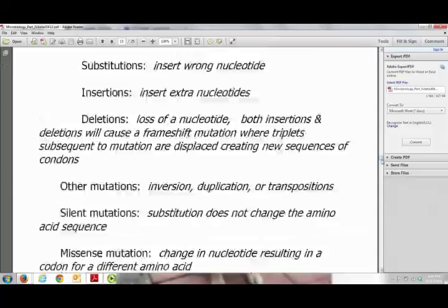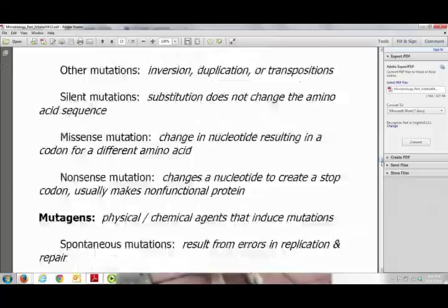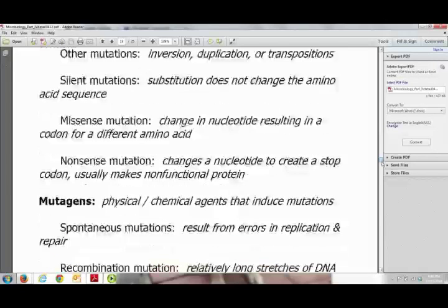Silent mutations are usually the best type of mutation you could have. Here the substitution does not actually change the amino acid sequence. It still codes for the same thing. It just does it using a slightly different sequence. A missense mutation is going to actually change the nucleotide, and it will result in a codon that will code for a different amino acid. So you will end up with a slightly different protein.